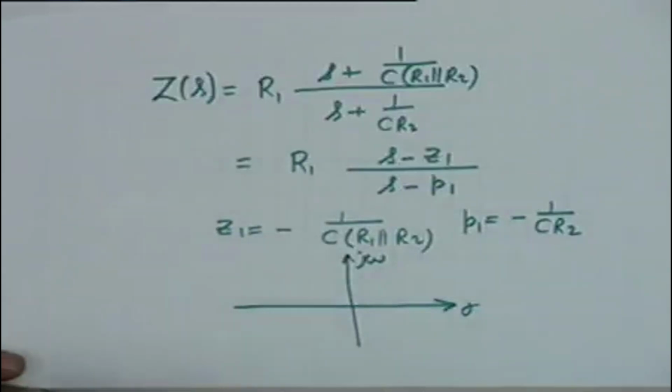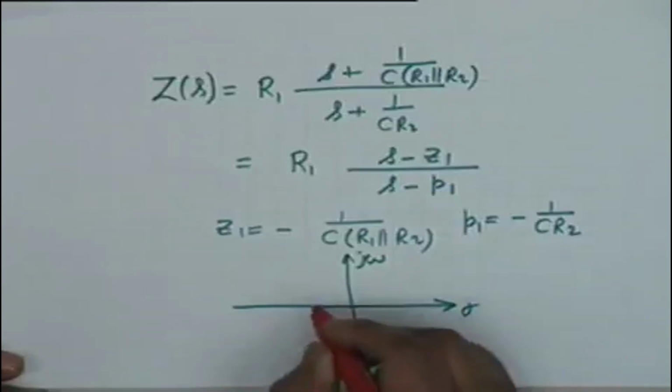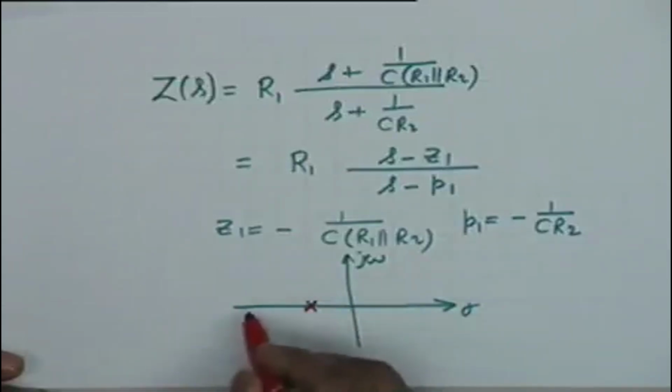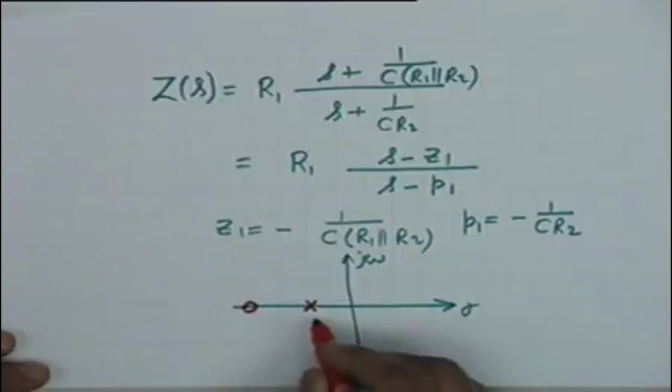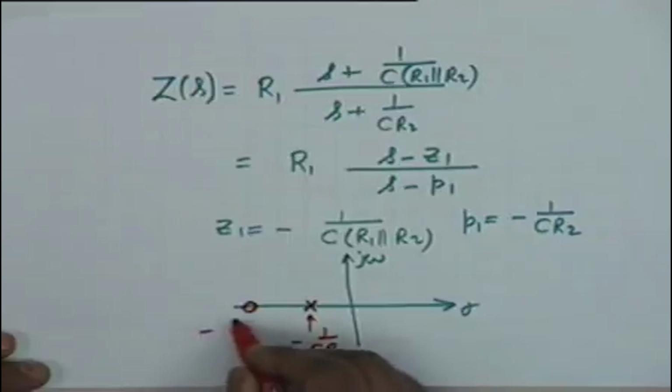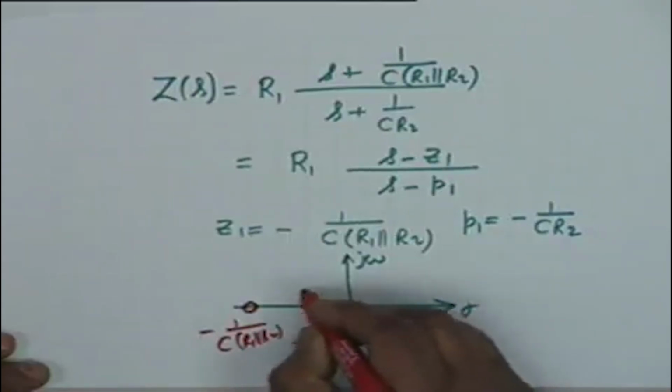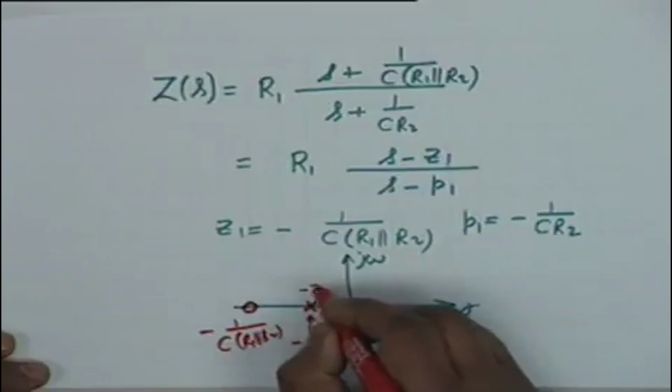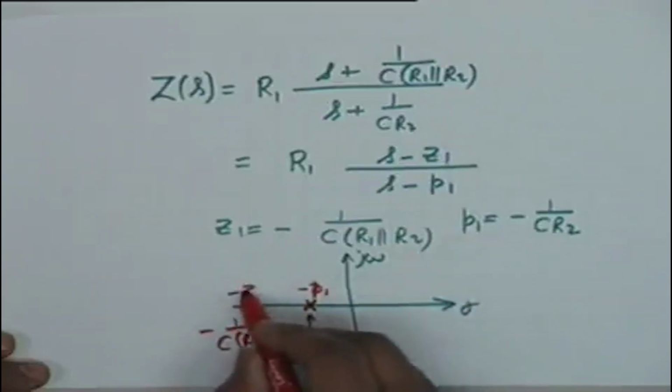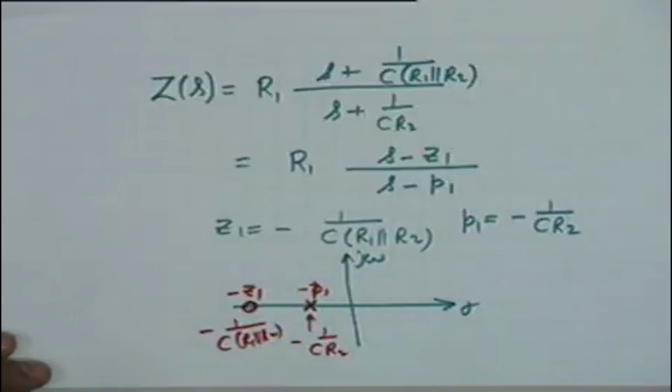It has to be a unique answer. The pole. So they cross and then the 0. This would be minus 1 over C R2, and this would be minus 1 over C R1 parallel R2. Or I say this is minus P1 and this is minus Z1. This is the pole 0 sketch.